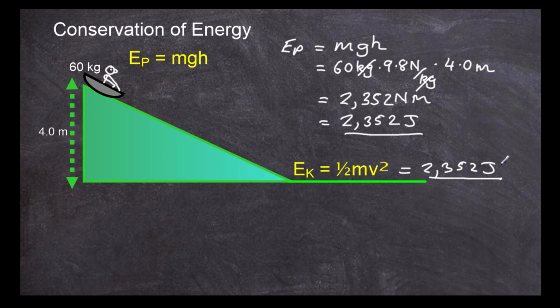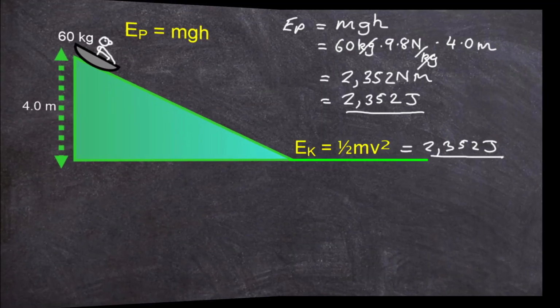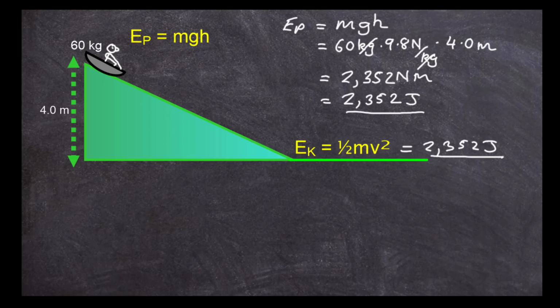And now we're in a position to work out the speed of the person and the sledge at the bottom of the slope. So we know the kinetic energy of the sledge and the person at the bottom. It's 1/2 mv squared, and it's got a value of 2,352 joules, exactly the same as the potential energy at the top, because no energy has been lost due to work done against friction. So our job now is to rearrange EK equals 1/2 mv squared so as we can find out the value of v.